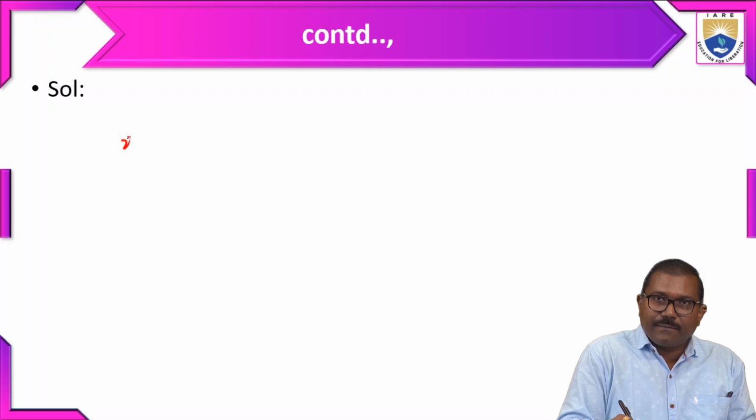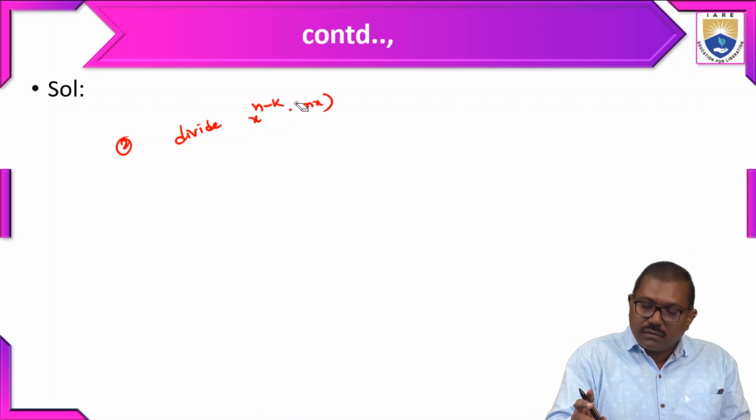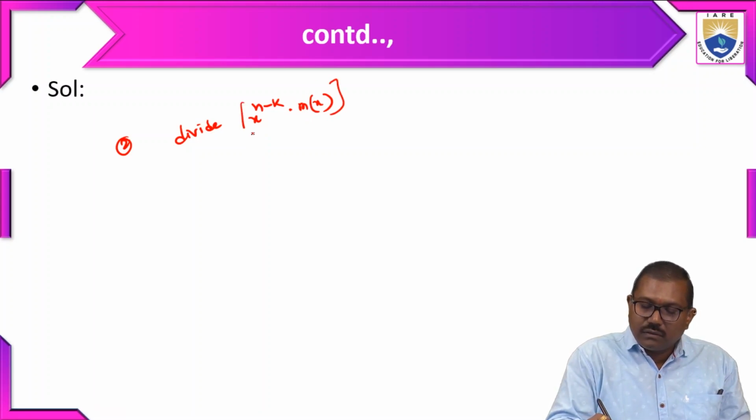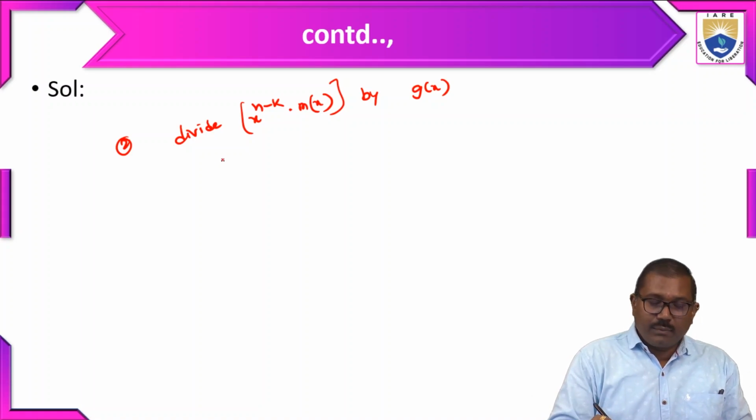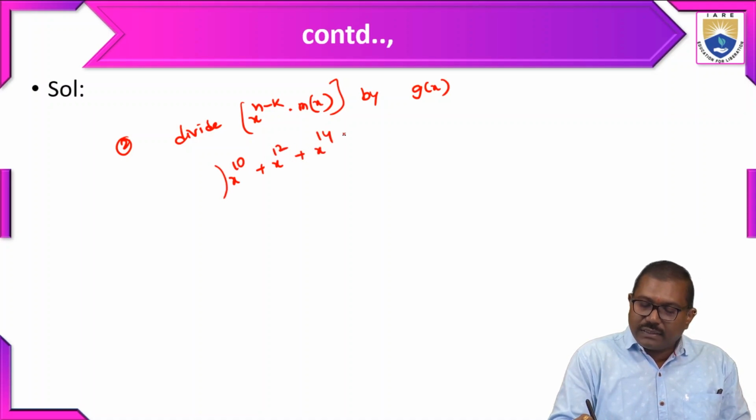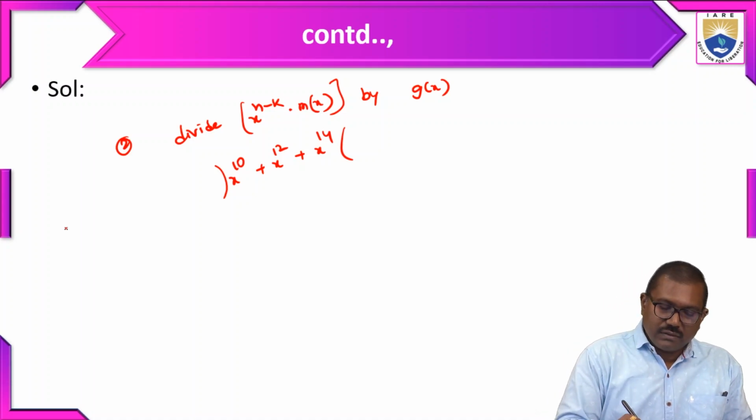Second step is divide. So divide x power n minus k into m of x by g of x. Okay. So what you got? x power n minus k m of x: x power 10 plus x power 12 plus x power 14. In different ways you can divide this one, no problem.